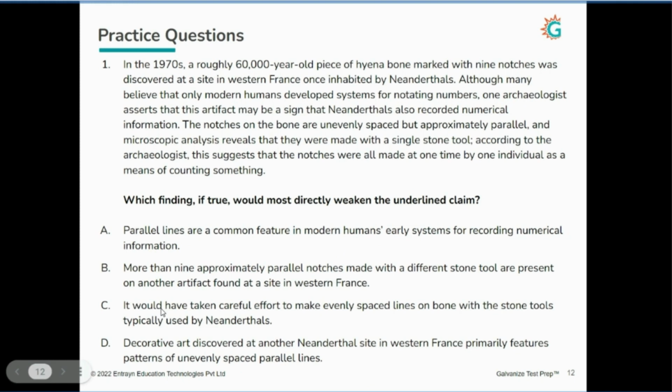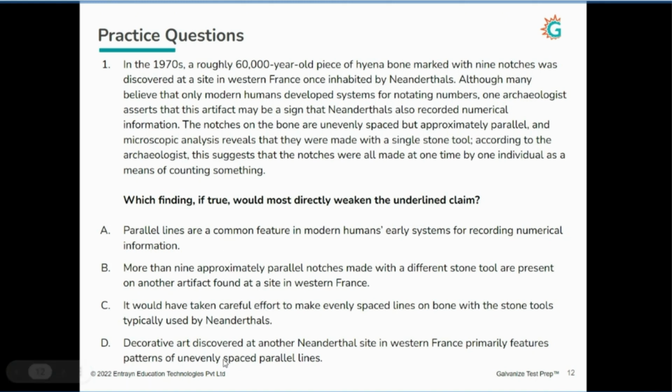Then, it's not very relevant. C, you can say that it's supporting in a way, right? Because if something takes careful effort to do, you need to put in that effort to make those evenly spaced lines. So that action would have been done with a purpose in mind. So we can say that it could have been used for counting. This supports the claim.